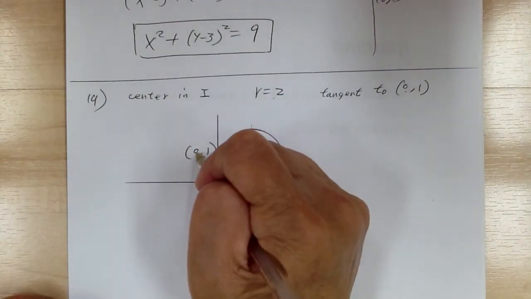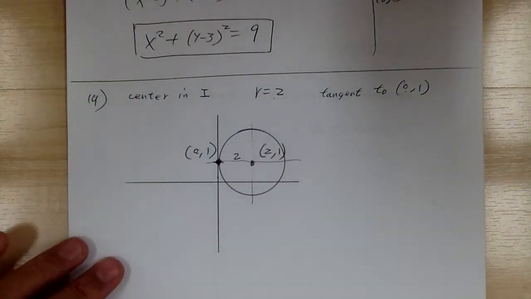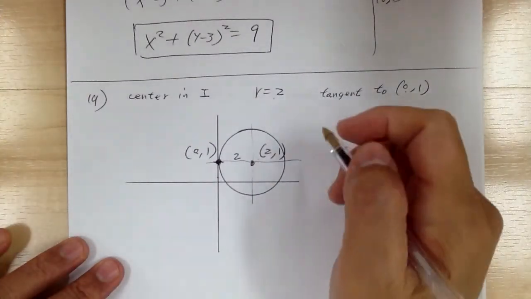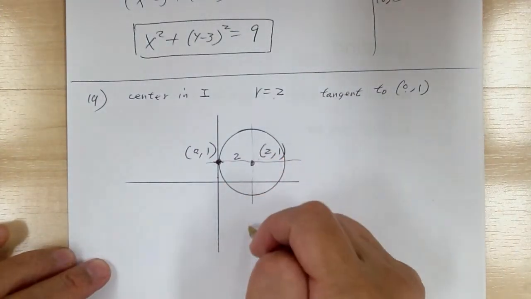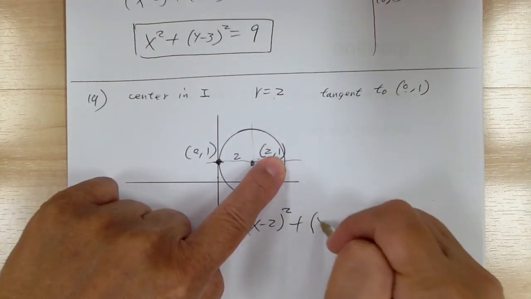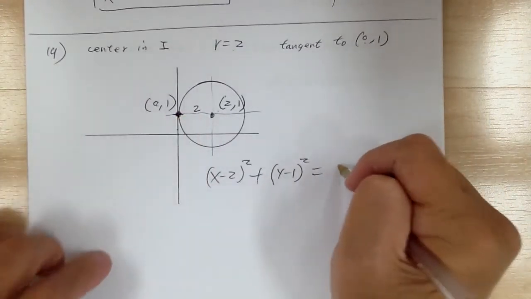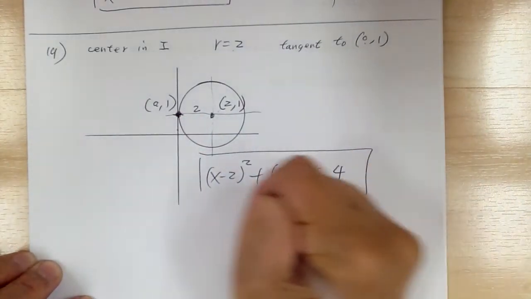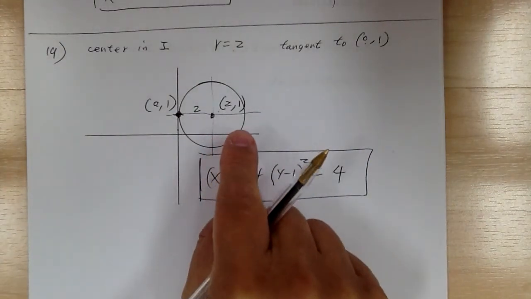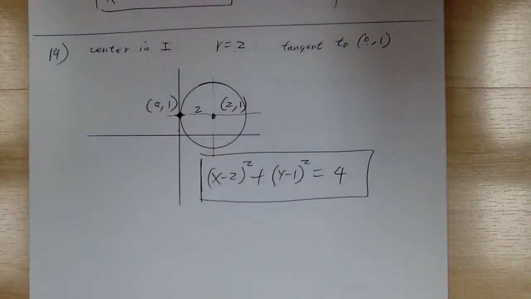So you start at 0, you go 2 this way, you should end up with (2, 1). Okay? So now you have the center, you have the radius. So you can write your equation. The center is (2, 1), so it'd be (x minus 2) squared plus (y minus 1) squared equal to the radius, which is 2, so it'd be 4, and that's it. So again, when you sketch it out, you can figure out your center, you can figure out your radius, and then it would be a lot easier.